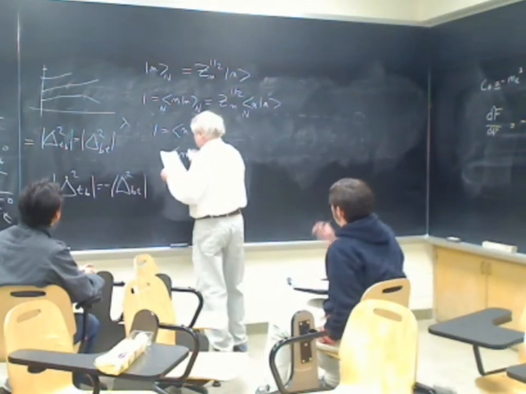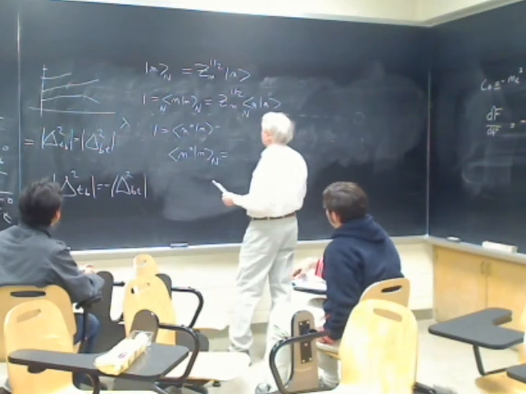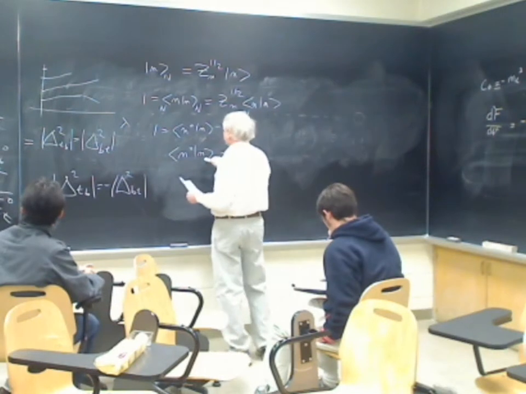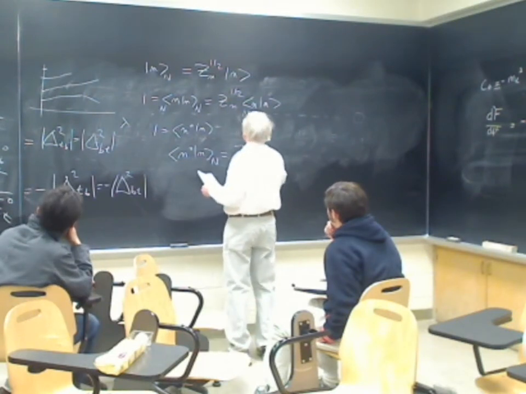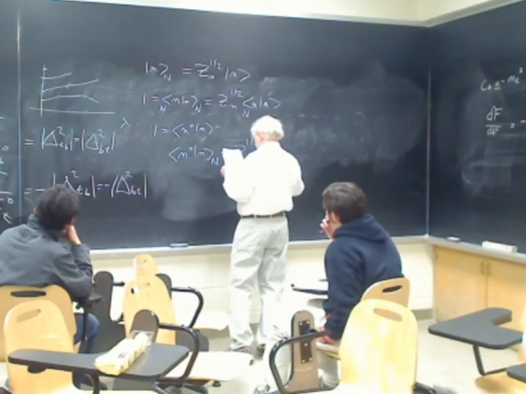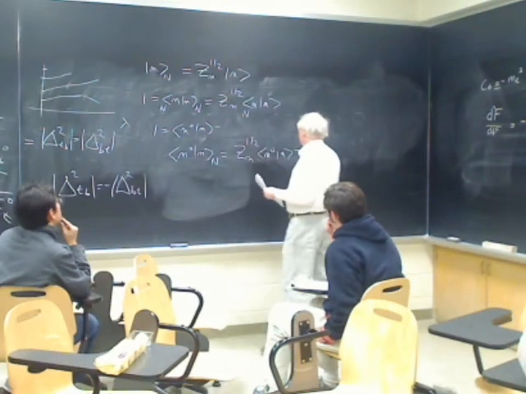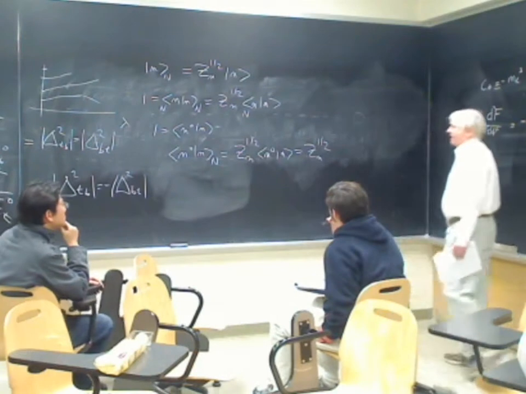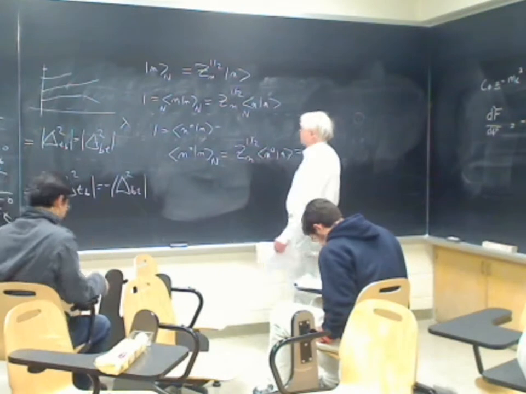So what is <n0|n>? Well, <n0|n> is Z_n^(1/2) <n0|n), and on the other hand <n0|n) is itself equal to 1, so this is just Z_n^(1/2). So the way we've set things up, <n0|n> normalized is Z^(1/2).